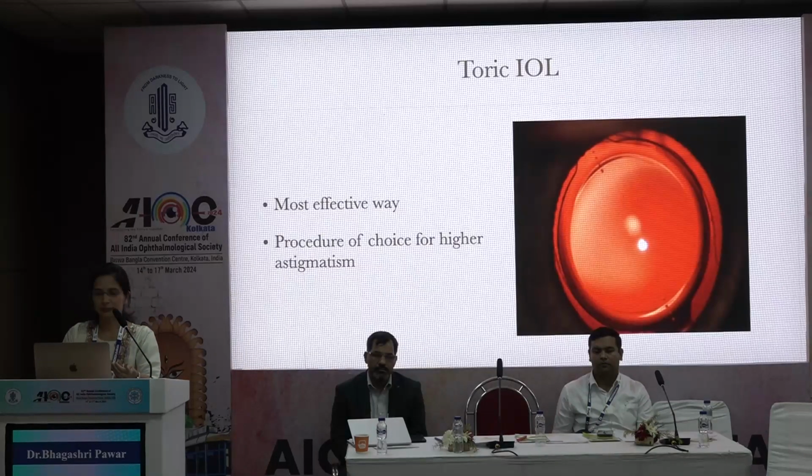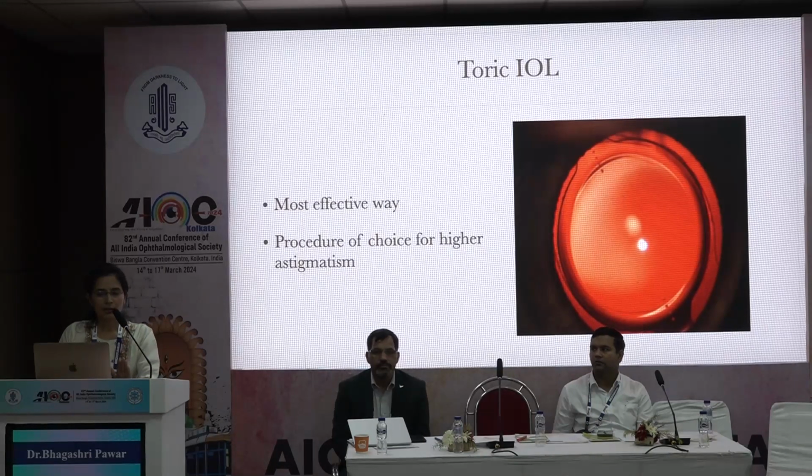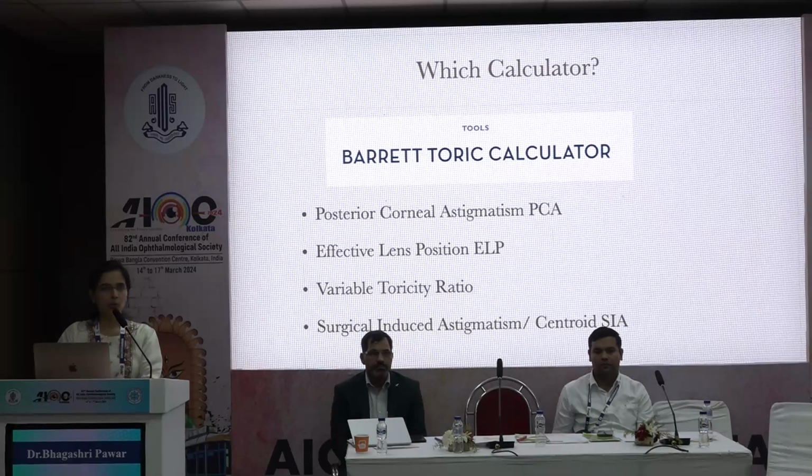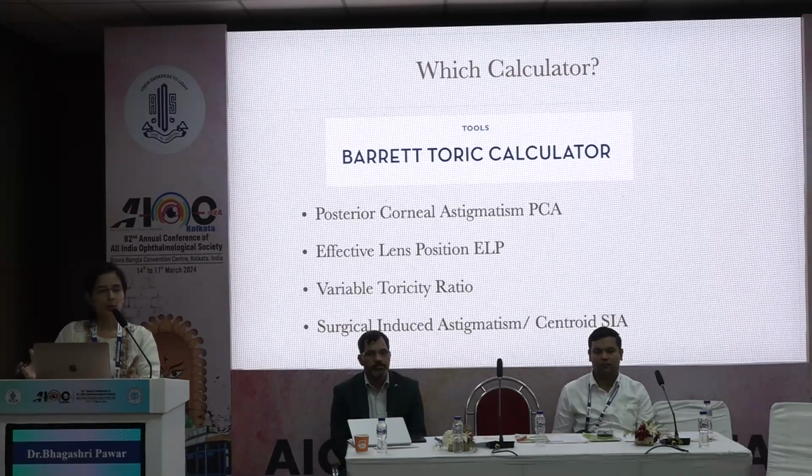Now we come to the big daddy of them all, toric IOLs. Toric IOLs have definitely established themselves as the most effective way to treat moderate and severe astigmatism. It's the procedure of choice for that category. I'm just going to go through a few frequently asked questions and try to answer them from a practical point of view. Of course, you can add questions at the end of the session.